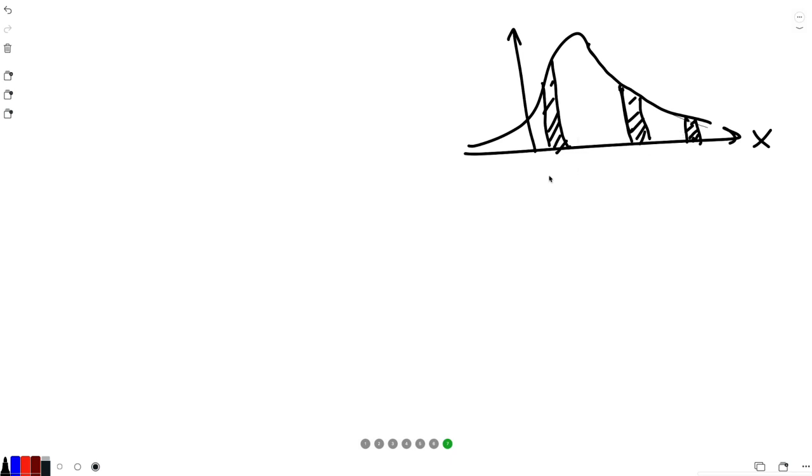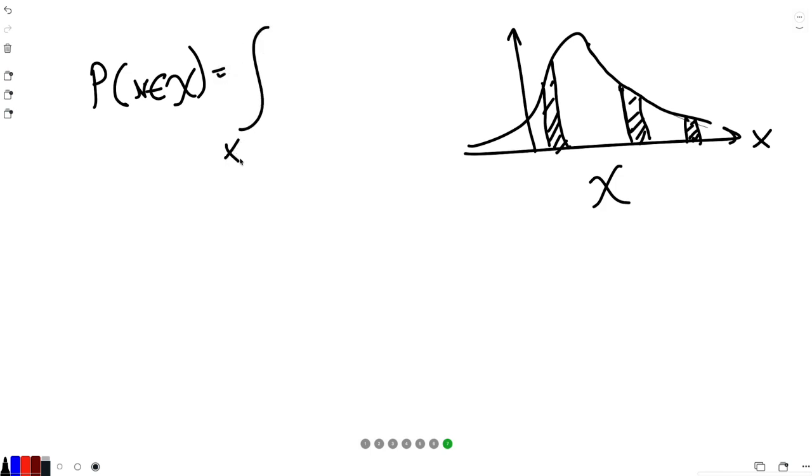If we call these periods xi, which contains this period, this period and this period, then in general we say that the probability that x is part of these periods will be the integration for x belonging to those periods of fx of x dx. So this is the general representation of any probability density function.